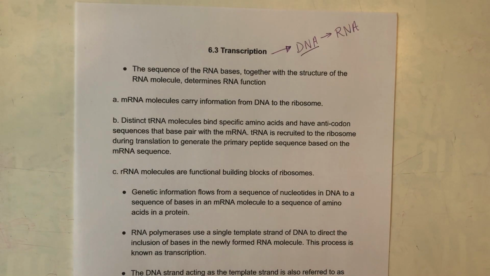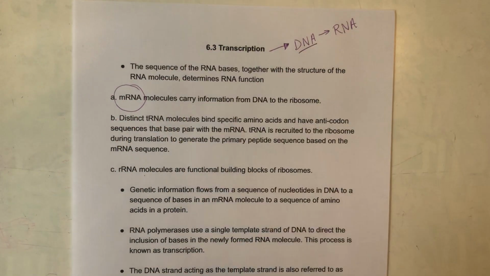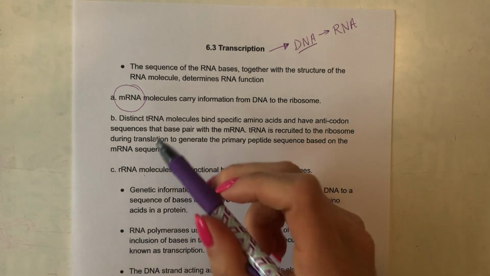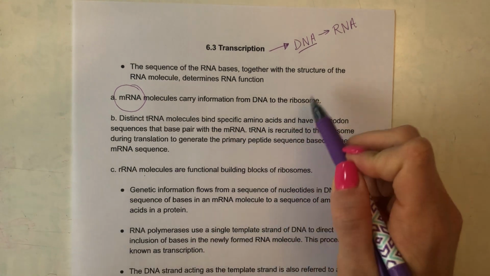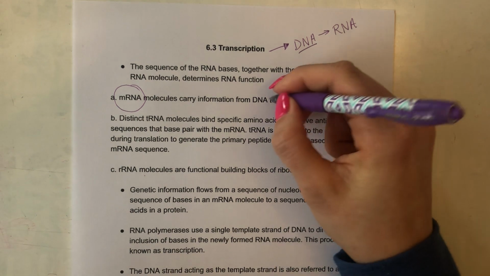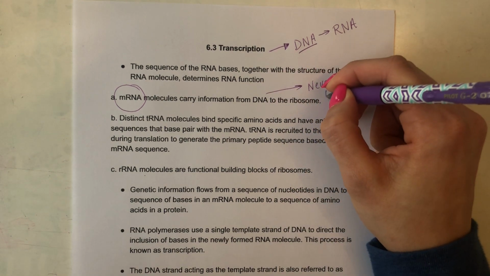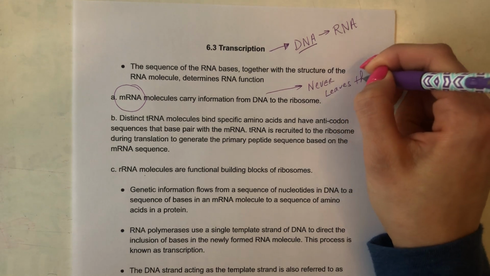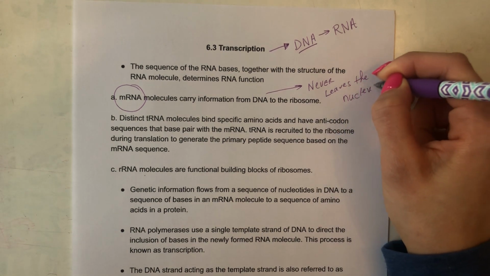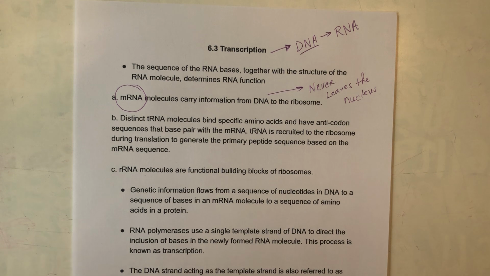Our key players in this process are mRNA, messenger RNA, which carries the information from the nucleus to the ribosome. DNA never, ever leaves the nucleus in this process. It's too important. It must stay there. It's only copied and then that information is transported out. You're never going to allow DNA to leave that nucleus.